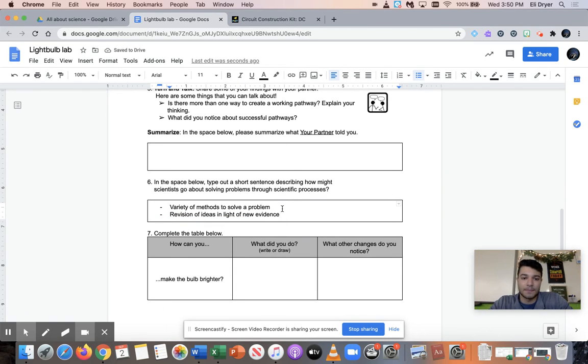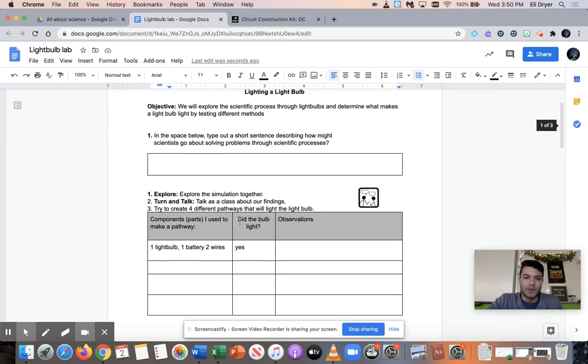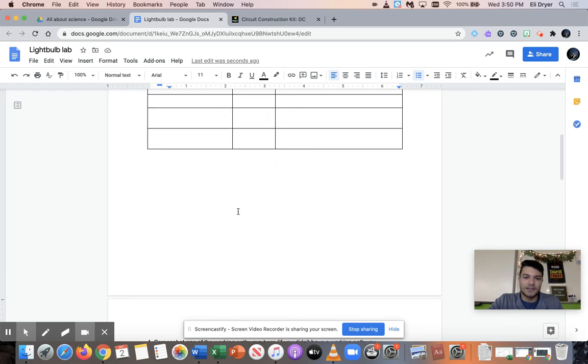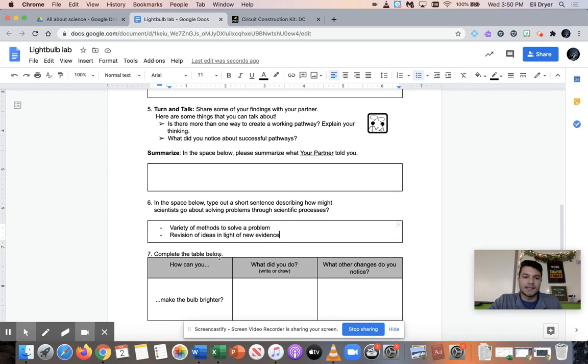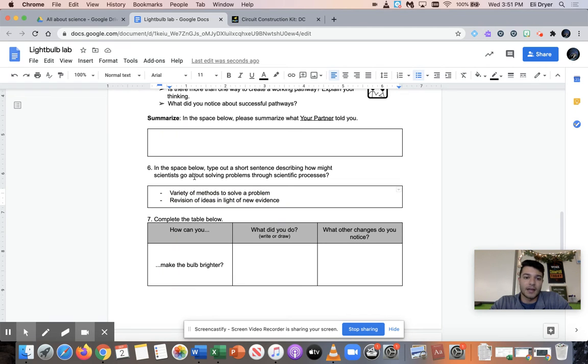Number 6, let me go over number 6 here. Number 6, what we learned was there are a variety of methods to solve a problem, and you can revise your ideas in light of new evidence. That was the really big thing here, where we said we know one thing about the scientific process, which is what we said here. But then after doing this, we discovered, hey, science isn't a one-path thing. There's not one way to do it, right? There's a bunch of different ways to do it. And when we collect data, we learn from that data and we try different things. That's why we had different ways of lighting the light bulb, okay? So get number 6 done right here.